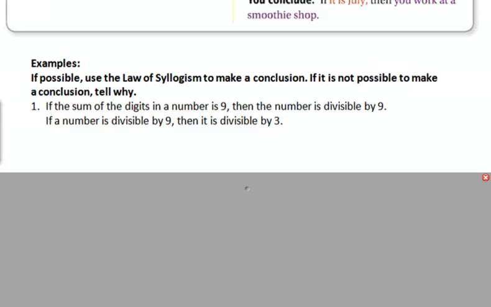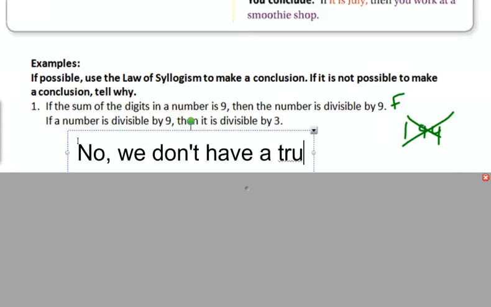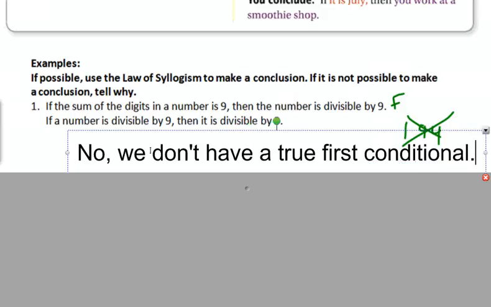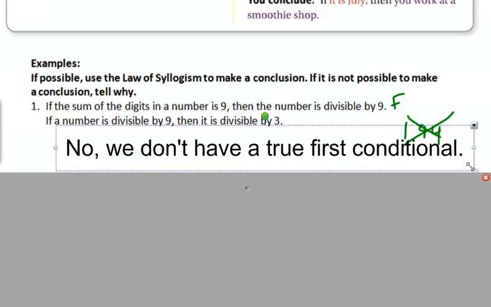Let's try that. Let's give an example. Let's do 144. That adds up to, oh, yeah, that's not divisible by 9. So that's not even true. That is false. And if a number is divisible by 9, then it's divisible by 3. That would be true. But we do not have a true first conditional, so we're going to say no. Alright? Don't just assume that it's true. Look at it to make sure it's true first.